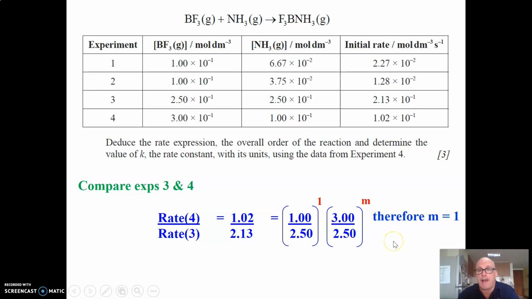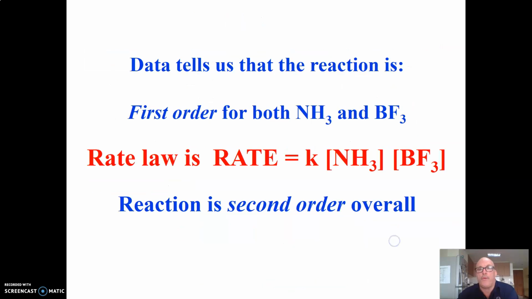And now we just use math and we work out that the value for M turns out to be 1. It's not chemistry, that's just mathematics. And so therefore it's first order with respect to each of those reactants and second order overall.